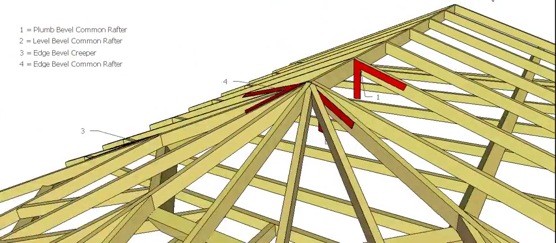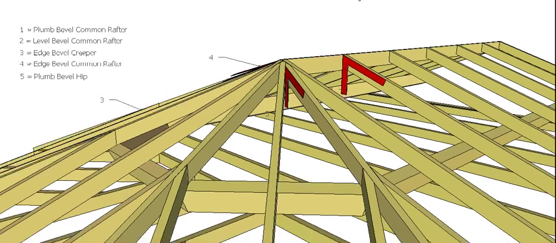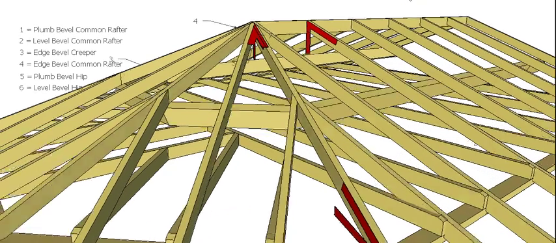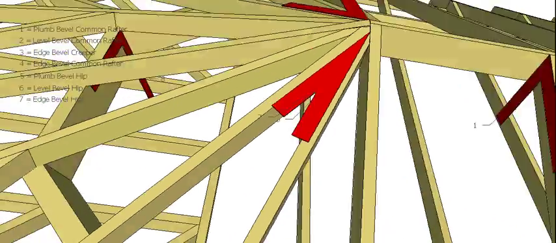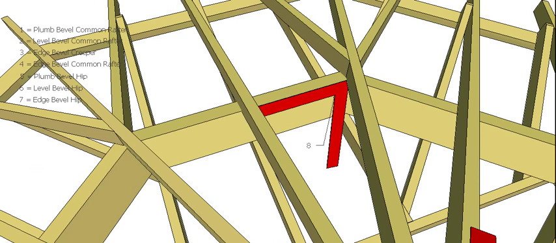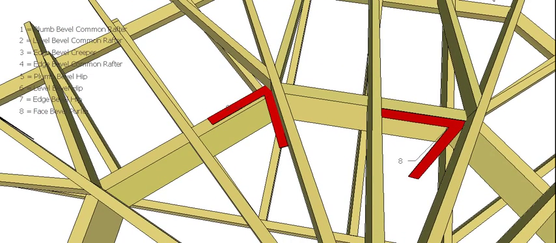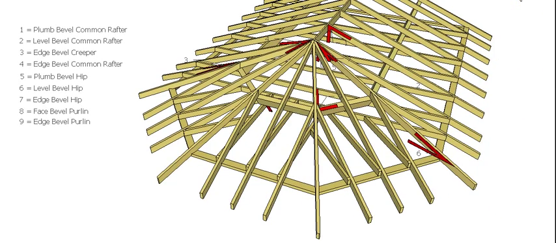And we're going to have our standard hip bevels. So plumb bevel hip, level bevel hip, and our edge bevel for our hip. And then we go around to our purlin bevels. So face bevel, purlin, edge bevel to the purlin. And that's it. Nine bevels to create a semi-octagonal roof.